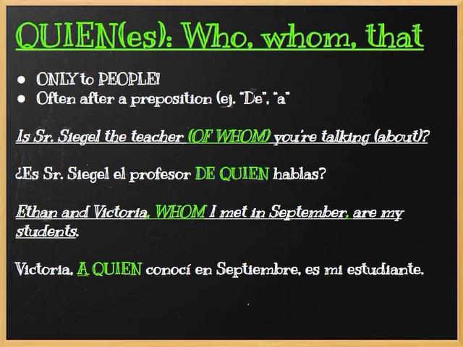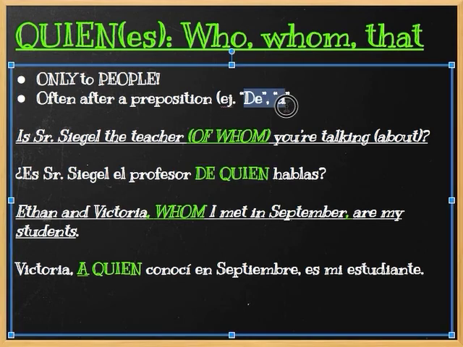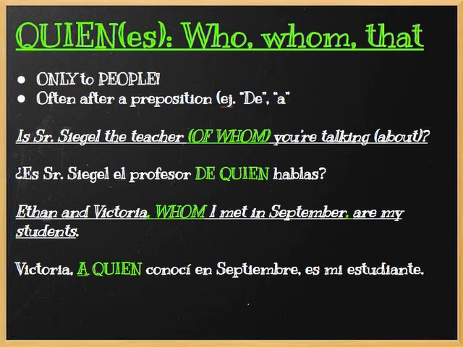Of whom? Remember, if we have a or de, right? Quien often follows. Ethan and Victoria, whom I met. Right? Remember, we need the quien and a before the quien. In September are my students. I made this singular and I said Victoria, a quien conocí en septiembre, es mi estudiante.